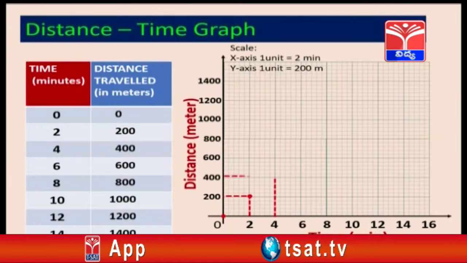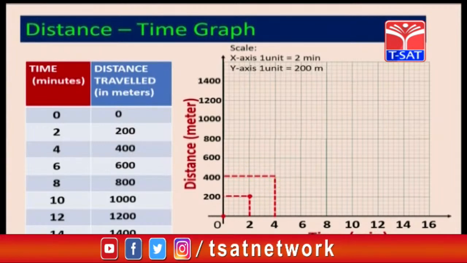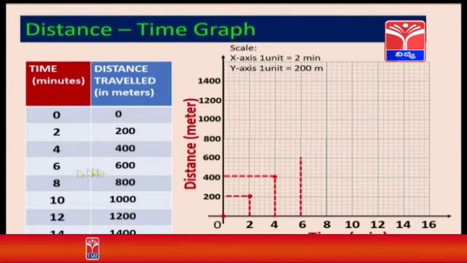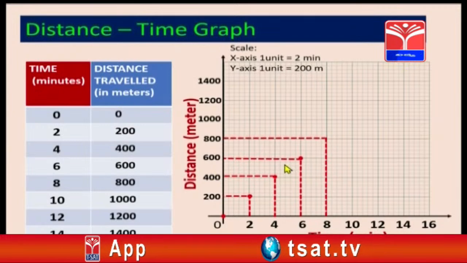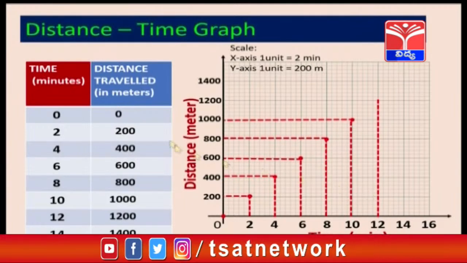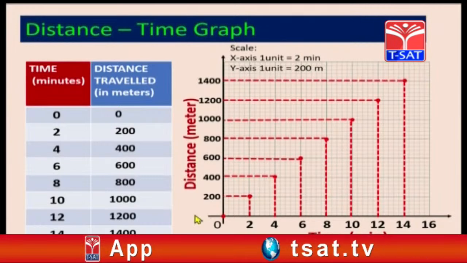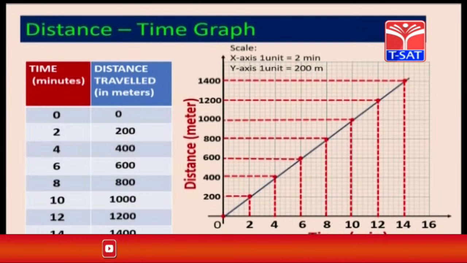And after 4 minutes she covered the distance of 400 meters. At what point do these two lines intersect, just mark it on the graph. And for the next value, 6 to 600. For 8 it is 800. For 10 it is 1000. For 12 minutes it is 1200 meters. And at 14 it is 1400 meters. Now join all these points. Yes, you will get a line.